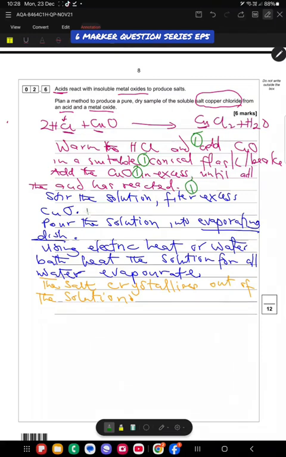Filter the excess copper oxide is another 1 mark. Pour the solution into an evaporating dish also gives you 1 mark. Using an electric heater, heat for all the water to evaporate gives you another 1 mark. And then the salt will crystallize out of the solution, which also gives you 1 mark. So 1, 2, 3, 4, 5, 6, 7, 8. You are getting more than what is required.